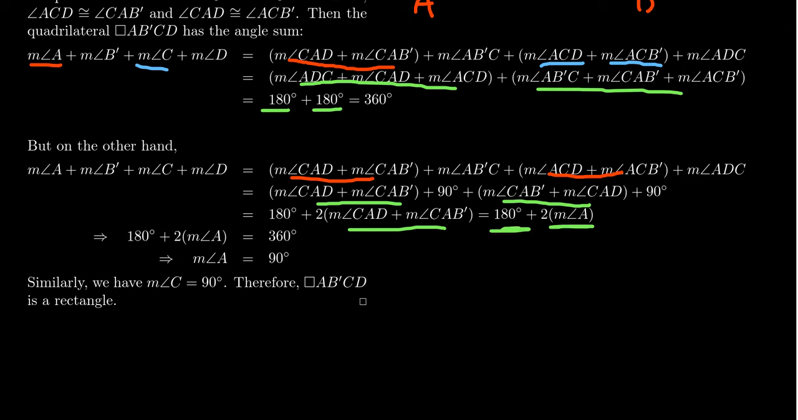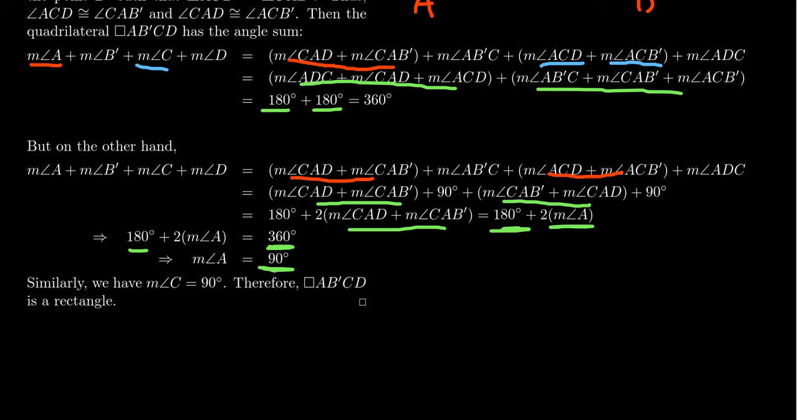The other two angles, D and B prime, are both right angles, so their angle measure together is 180. And since the total of the quadrilateral is 360, we can subtract the 180 part to give us two times the measure of angle A is equal to 180. Divide that by two, we get the measure of angle A is 90 degrees. And since C was congruent, that also gives us 90 degrees, and therefore we're going to have AB primeCD is a rectangle.